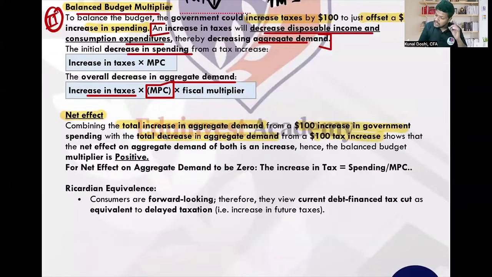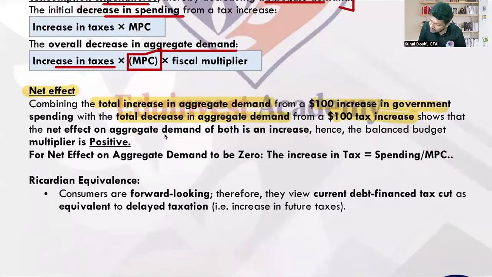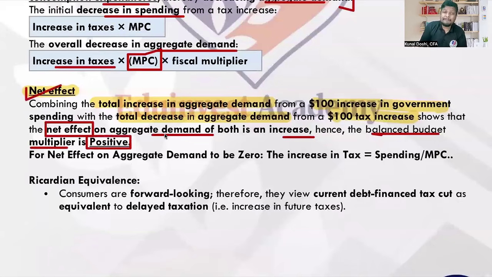But the most important thing that you need to know for the exam is that the net effect on aggregate demand is an increase. So even if the budget is balanced, the budget multiplier is positive. What do you mean by this? A balanced budget means that even if the government spends $100 and taxes $100, the aggregate demand will always keep on rising. The net aggregate demand will be higher, positive, not zero, positive.